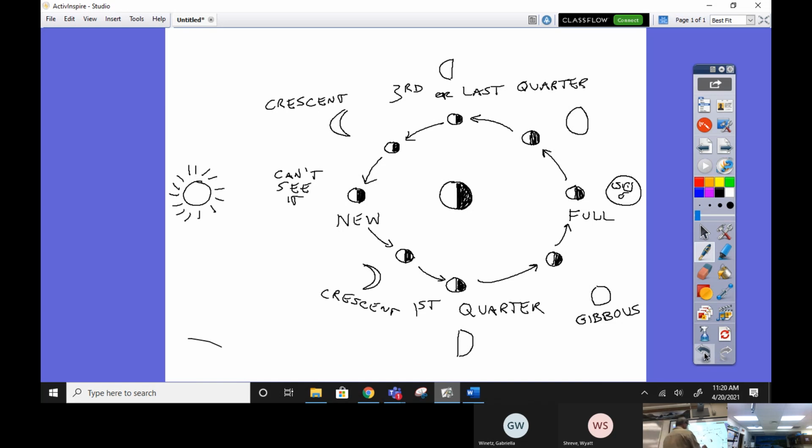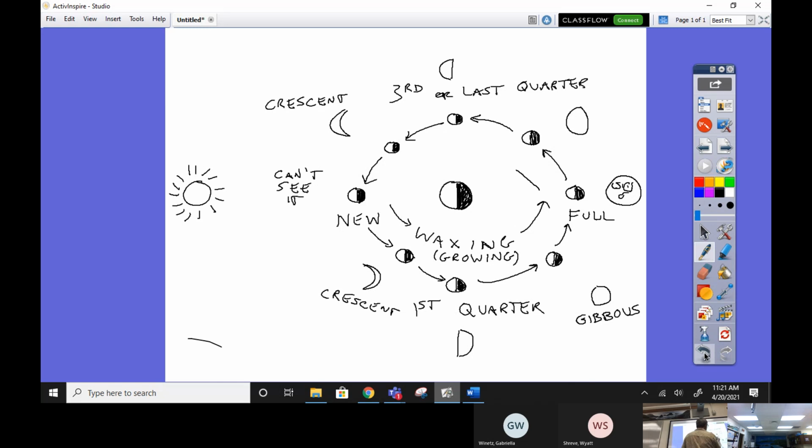If something is getting bigger, like this side of the chart, this is all waxing. It's growing. It's getting bigger and bigger every day. Call this waxing. For this first half from new moon to full moon, it's a waxing moon, which is where we are right now. Today, we're somewhere around here. We're almost to full moon, but not quite. It's waxing gibbous today.